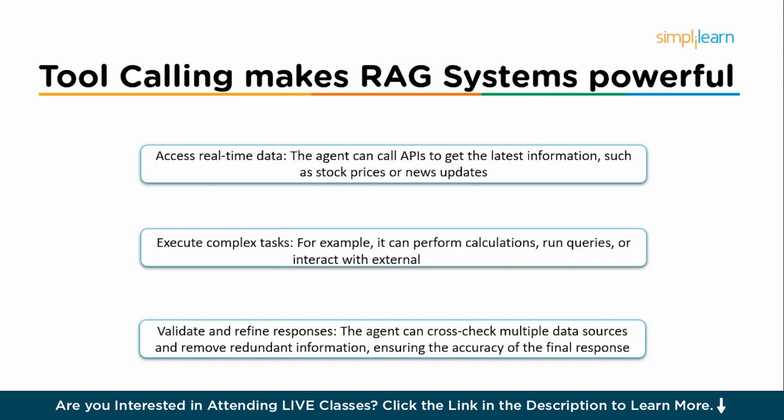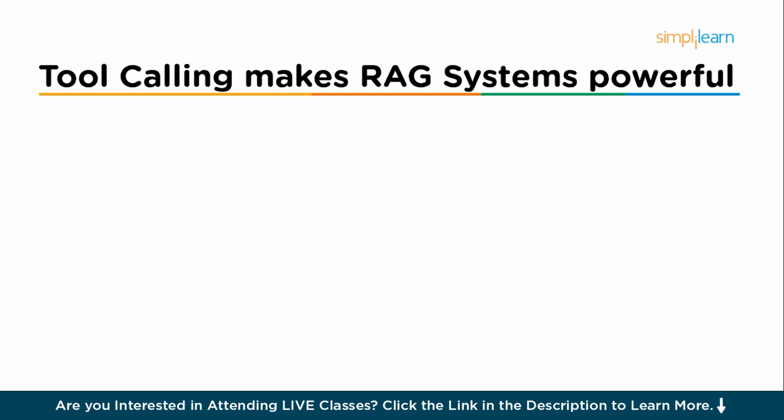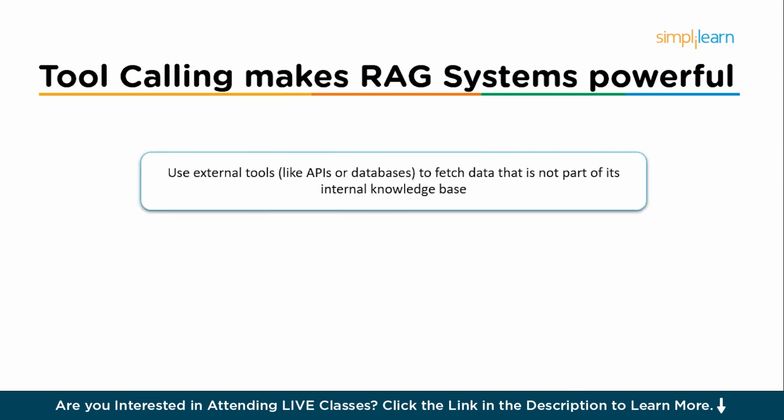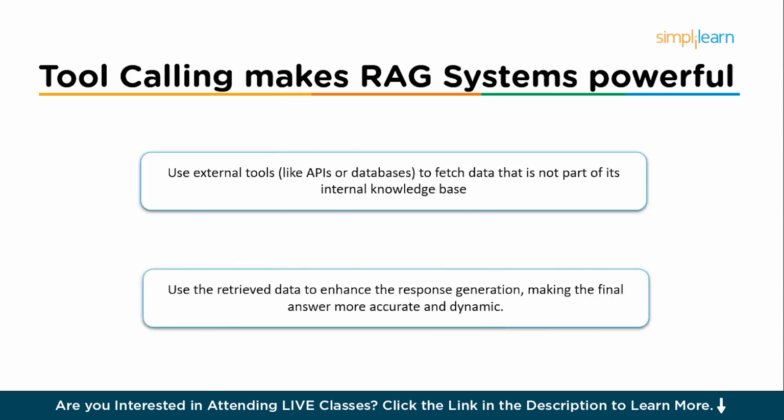We are now going to show you how a RAG system with tool calling works in practice. The demo will highlight how the agent can use external tools like APIs or databases to fetch data that is not part of its internal knowledge base. It will also show the use of the retrieved data to enhance the response generation, making the final answer more accurate and dynamic. In the demo, you will see how the agent dynamically calls tools based on the query type, whether it's for real-time information, structured data, or performing specific functions like calculations.